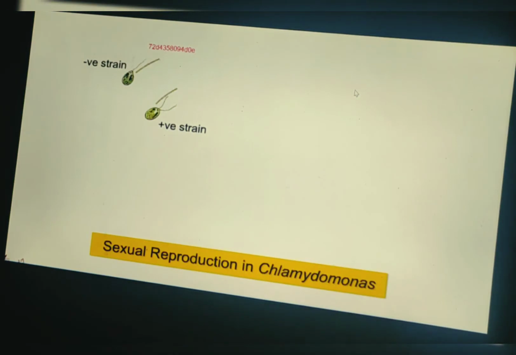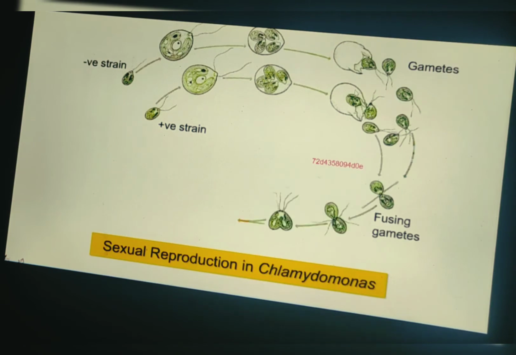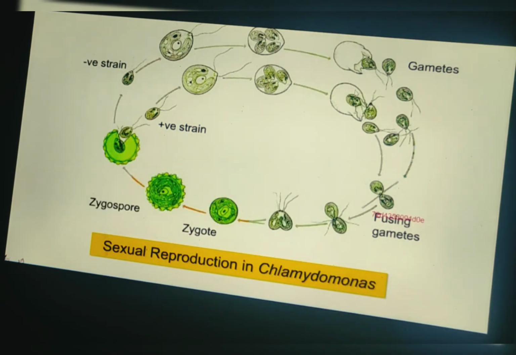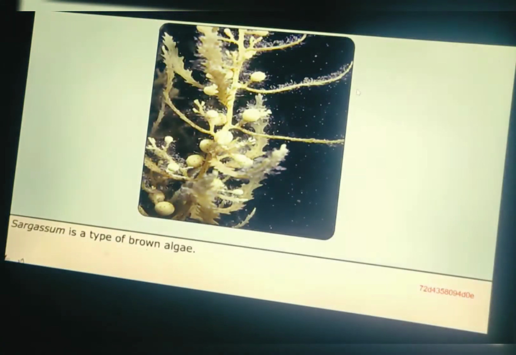Now let's talk about the process of sexual reproduction in Chlamydomonas. It takes place by the fusion of morphologically similar gametes. One of the common examples of marine brown algae is sargassum, which has a leafy appearance. Now, can you give an example of red algae? Well, Gracilaria is an important red algae. It's found in marine water.